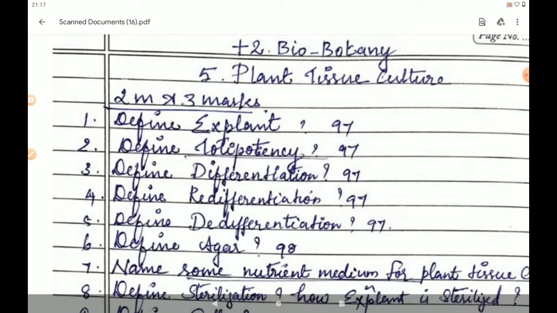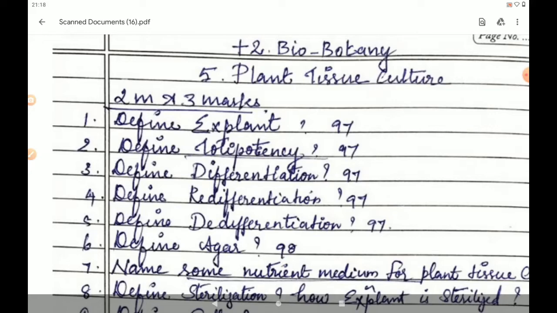If you are preparing for 2 mark, 3 mark, 1 mark or 5 mark questions, it will be very useful for you because you will get full marks. This topic is that easy. So please select this topic for answering 2 mark, 3 mark or 5 mark questions in your examination.